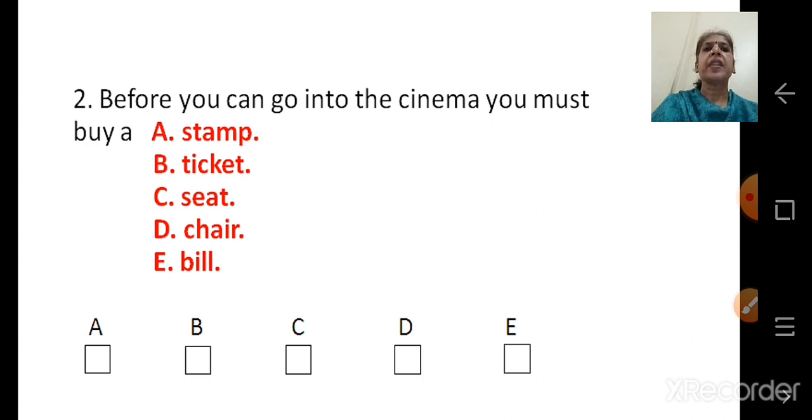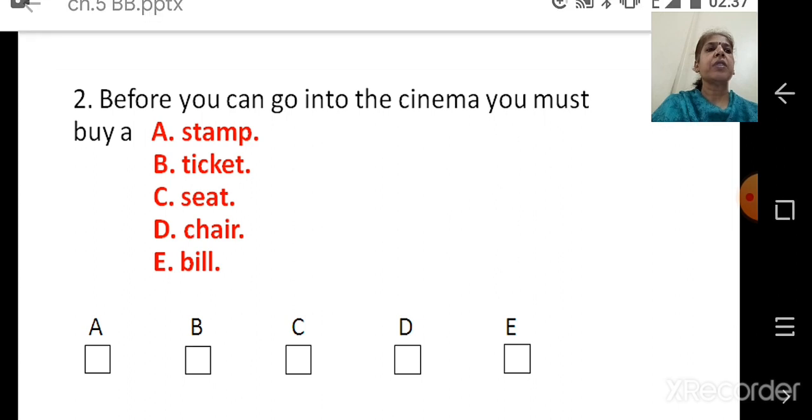Next. Before you can go into the cinema, you must buy a dash. Options are A. Stamp, B. Ticket, C. Seat, D. Chair, E. Bill. So what is the correct option?